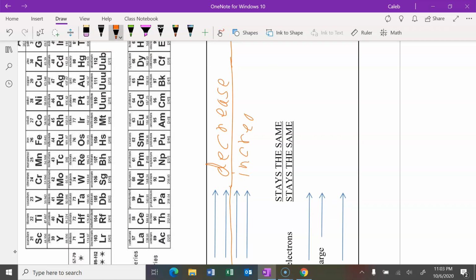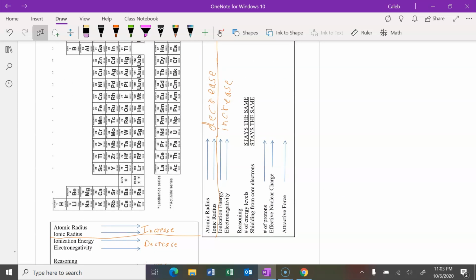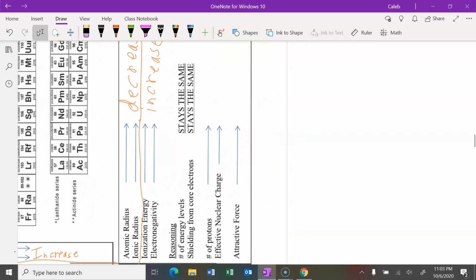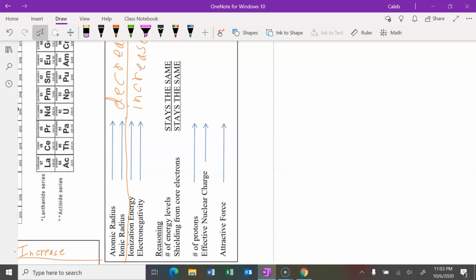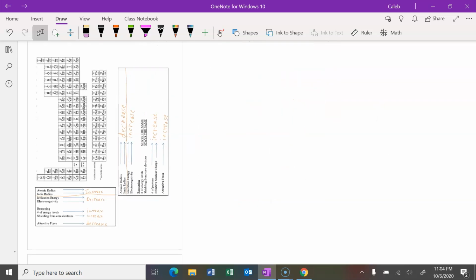Our reasoning is because the number of energy levels going across a period stays the same, so the shielding from the core electrons stays the same. We can't use either of those to explain any differences, so we look at the number of protons. The number of protons and the effective nuclear charge as a result both increase, and therefore the attractive force also increases. And that is just kind of a summary of all of the things that we've talked about in periodic trends all in one spot.